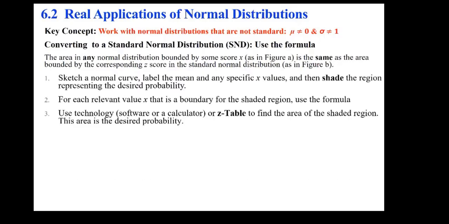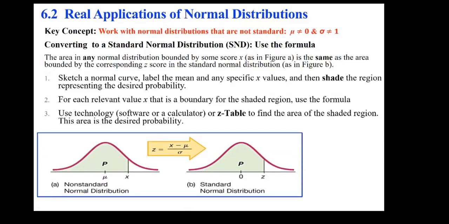For example, if we sketch a normal curve, label the mean and specific x values, and then shade the region of interest, we have a boundary as far as the x is concerned, and we use technology or the table to go to the z-score. As we make that movement, we are using z equals x minus mu over sigma, we get to the same answer.